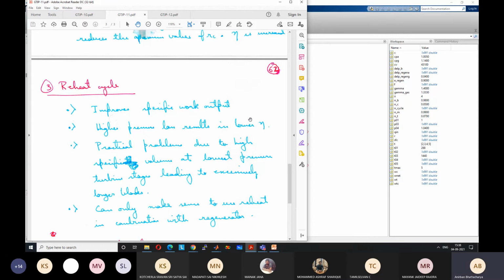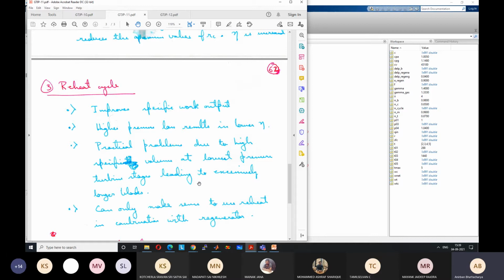Because of higher pressure losses, because you have the second part, the reheating part, with more pressure losses, efficiency is lower, and efficiency is lower as compared to the simple Brayton cycle. It is similar to the ideal cases. Okay, and then practical problems. This is a very important point, which we have not previously discussed.